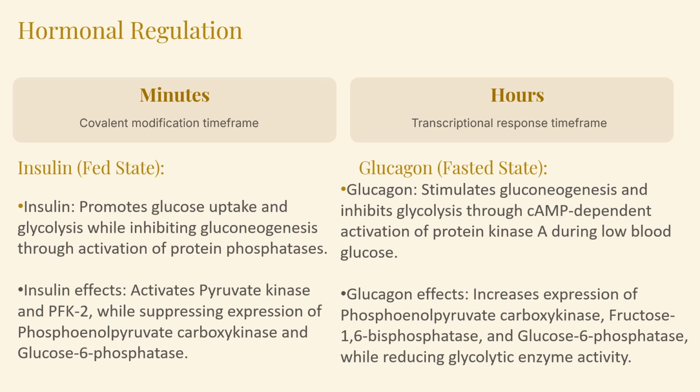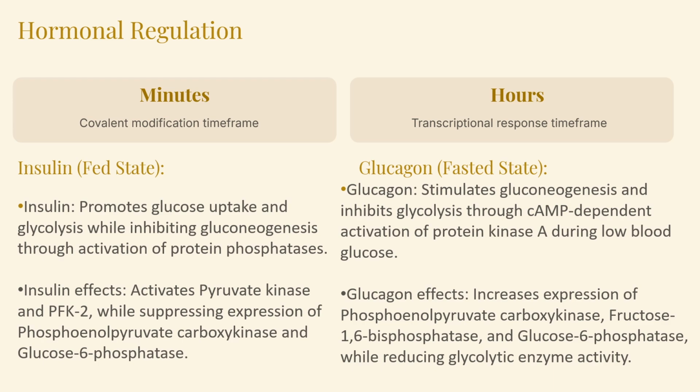Insulin activates protein phosphatase, which removes phosphate groups from key metabolic enzymes. This process rapidly changes enzyme activities within minutes. Through this mechanism, insulin stimulates glycolysis and suppresses gluconeogenesis. Specifically, insulin activates enzymes such as pyruvate kinase and PFK2, which enhances the glycolytic pathway and promotes the breakdown of glucose for energy and storage.